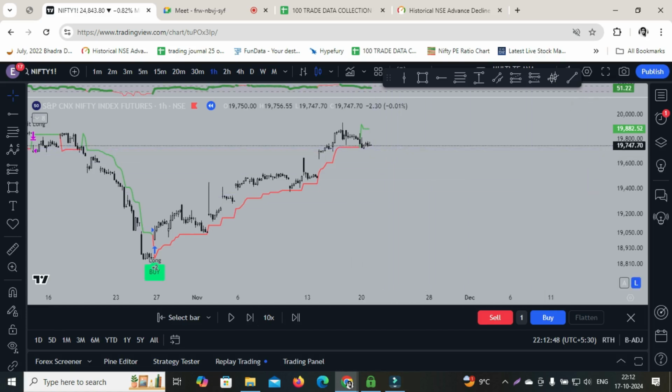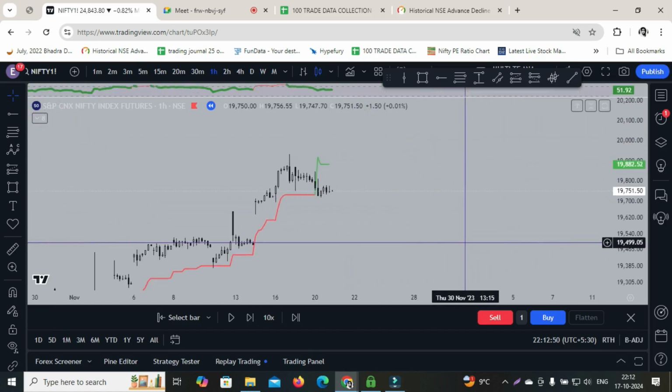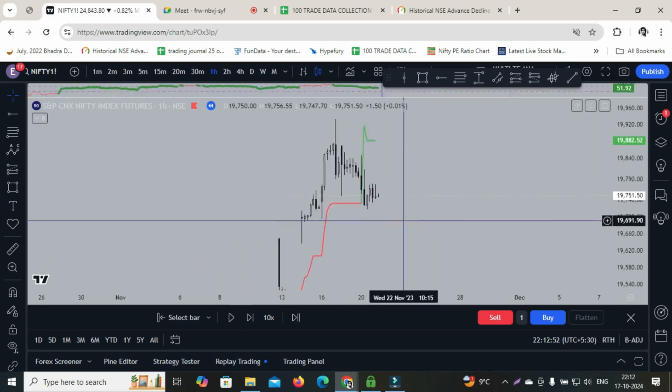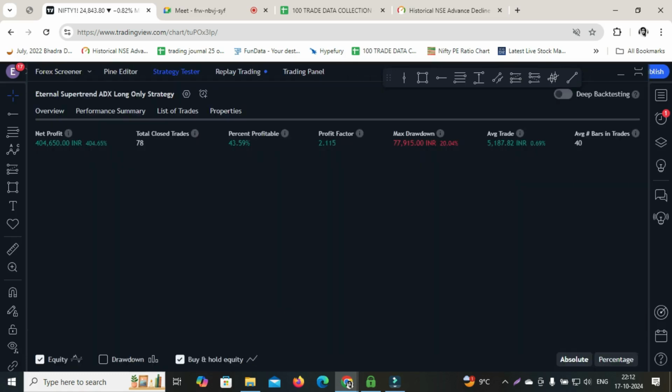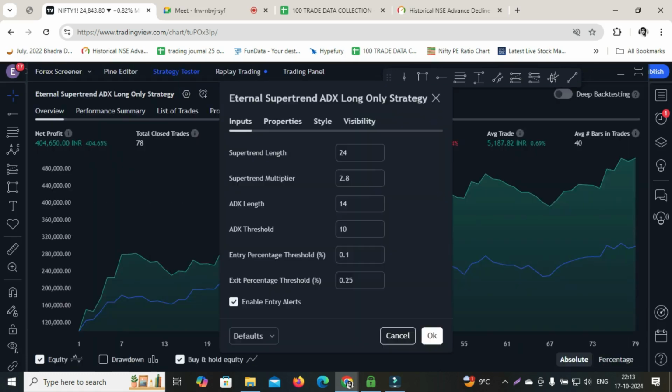Here you see it went down. Generally, the problem with trailing indicators is that there is a whipsaw. They cross down but then resume the trend. So to counter that, what I have done is I kept a threshold. The threshold is an exit percentage threshold of 0.25%.